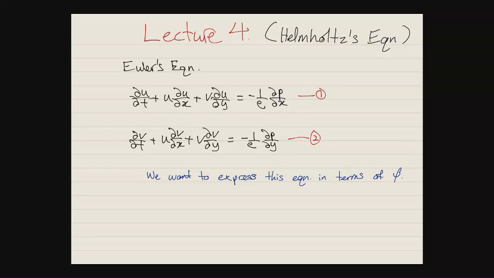Okay, and to do that, we need to do a little bit of mathematical gymnastics, right? So the first thing we want to do is we want to remove the del P terms. Okay, basically the terms on the right hand side. We want to remove these terms away. Okay, and to do that, we would want to differentiate our equations 1 and 2.